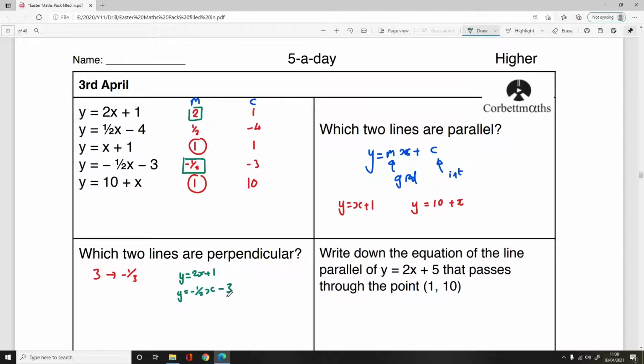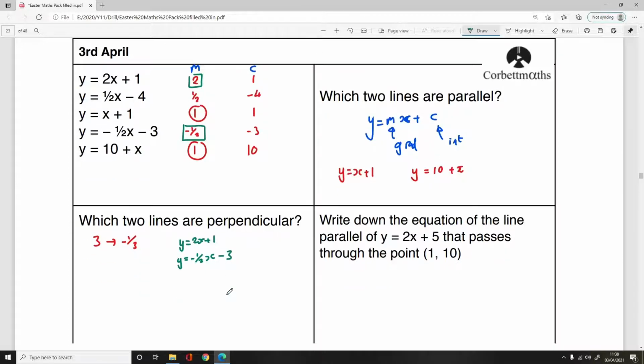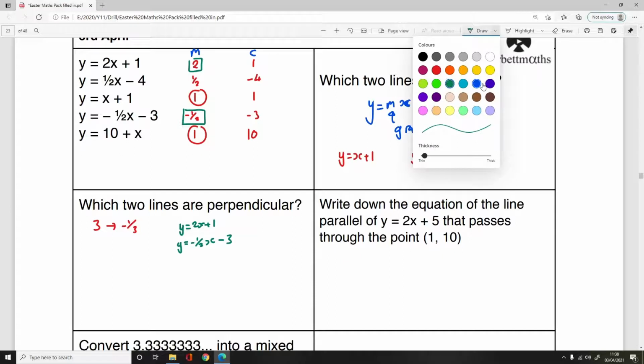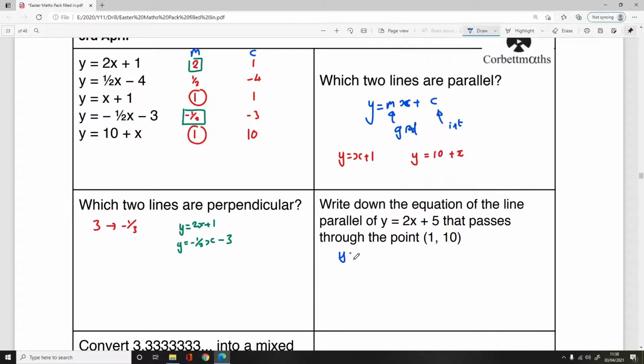Write down the equation of a line parallel to that passes through the point (1, 10). There are a couple of ways of doing this, but I am a big fan of the equation y minus y1 equals m brackets x minus x1 for finding the equation of a line. Parallel to this means we're going to use gradient 2. And this is our point, so our x1 is 1 and our y1 is 10. So we can say y minus 10 is 2 brackets x minus 1.